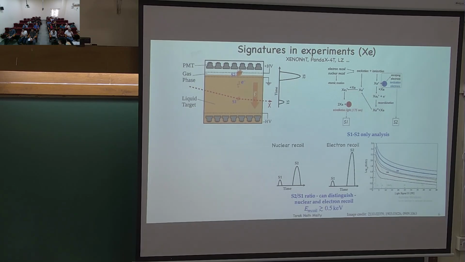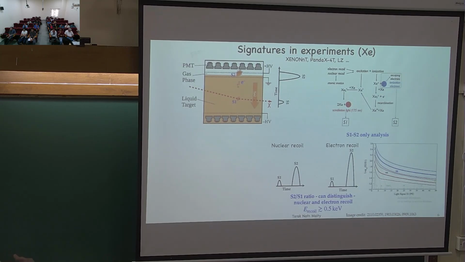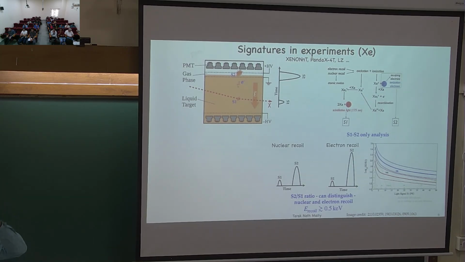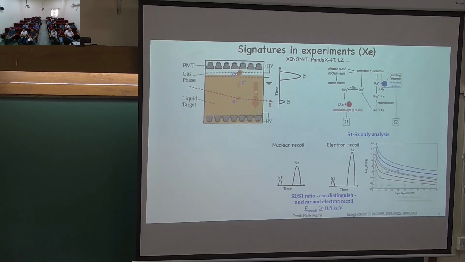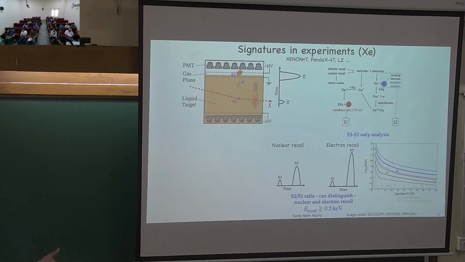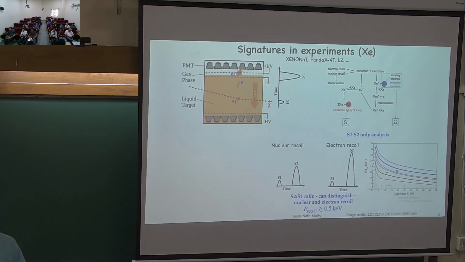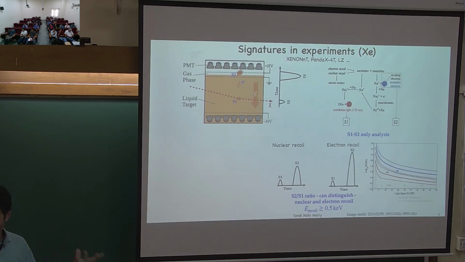For instance, if you have electron recoil, then you are predominantly going to produce more ionization compared to excitation. So the strength of the S2, which is essentially determined by how many electrons have been pushed upward by the electric field, would be larger compared to S1. So essentially, if you want to separate out nuclear and electron recoil, what you need to focus on is the ratio between S1 and S2.